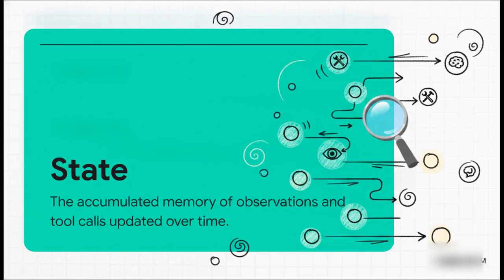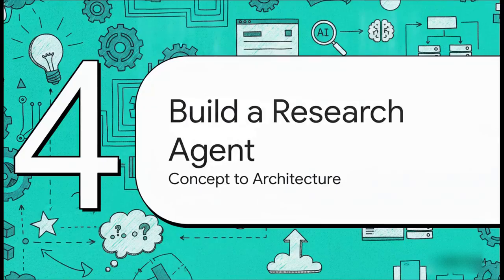And the third concept tying the whole shebang together is state. As your agent travels through these nodes and edges, its state is constantly getting updated. This is basically the accumulated short-term memory of every single observation, every tool call, and all the data it's gathered so far. It ensures that when an agent loops back around, it completely remembers what it already tried. No wasted API calls.